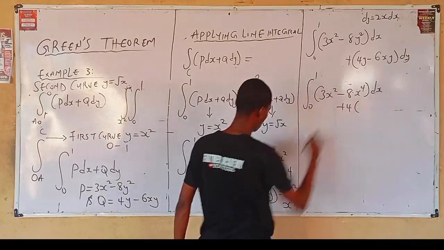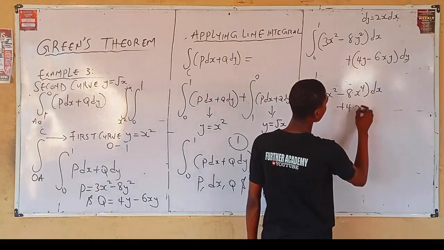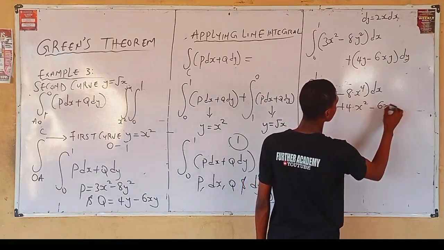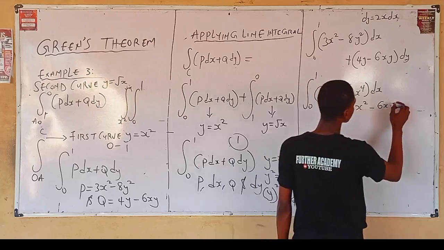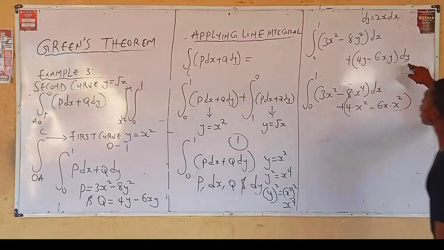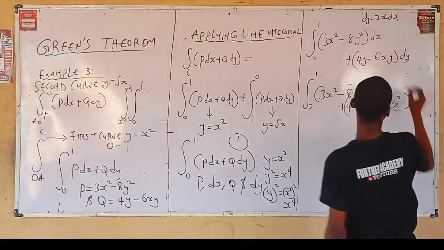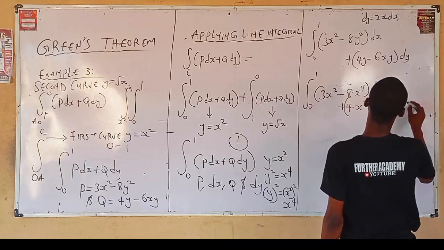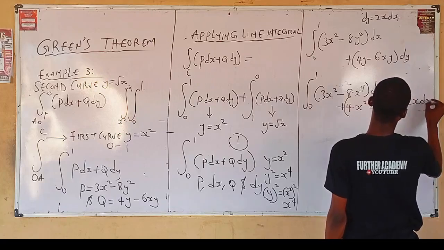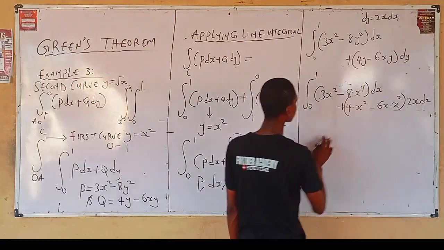I'm seeing what? What's y here? x squared, multiplied by x squared minus 6x. I'm seeing y again. Substitute x squared, then multiply by dy. I believe you know how we got this dy. We differentiated this, so I'm substituting 2x dx. Alright, do your necessary expansion.